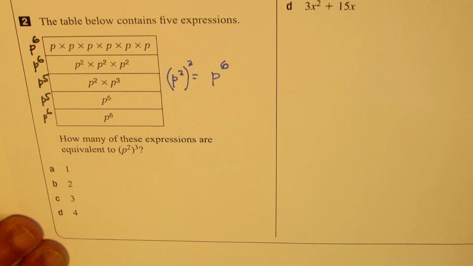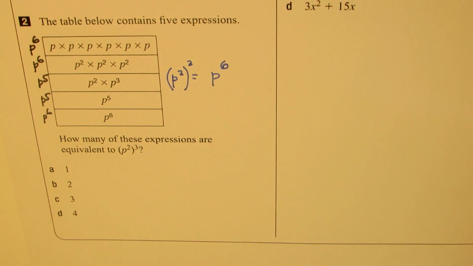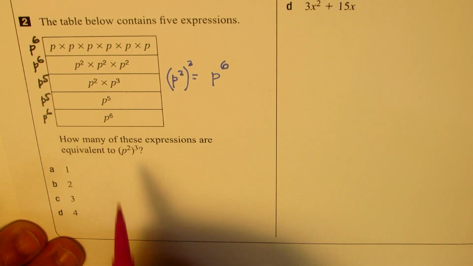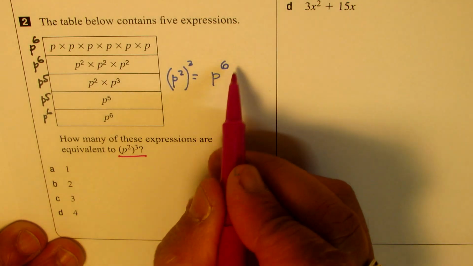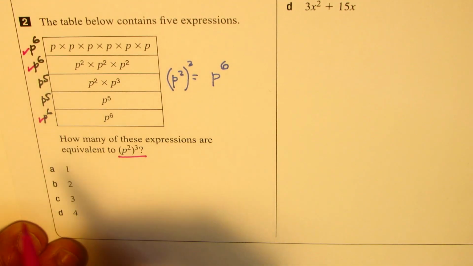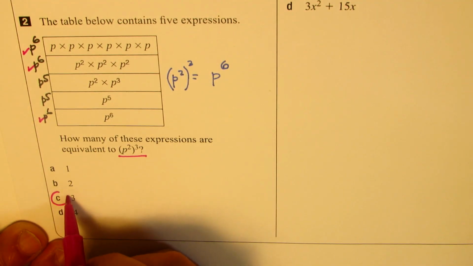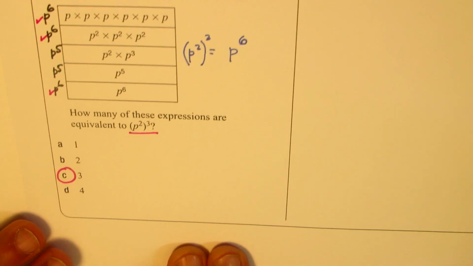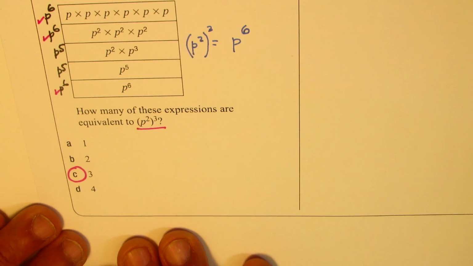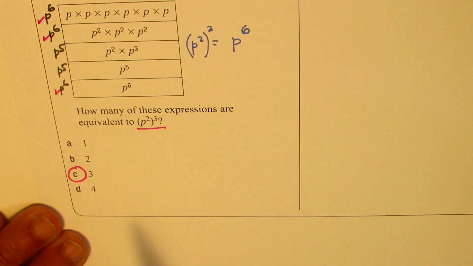So the question here is, out of these expressions, how many of these expressions are equivalent, the same as p to the power of 6? So we got 1, 2, and 3. So option C is the right option. Is that clear to you, right? So that is how we are going to answer this question. I hope that is absolutely clear.